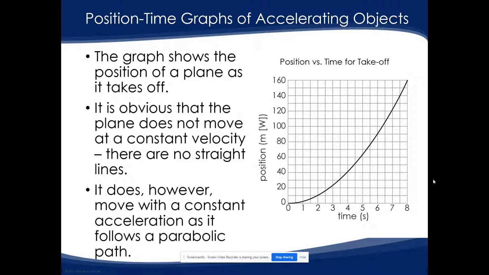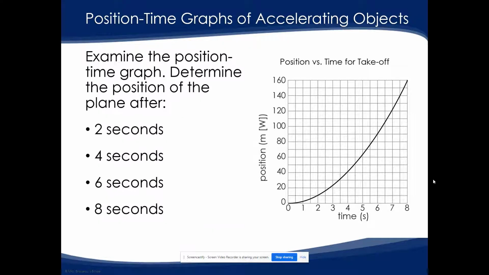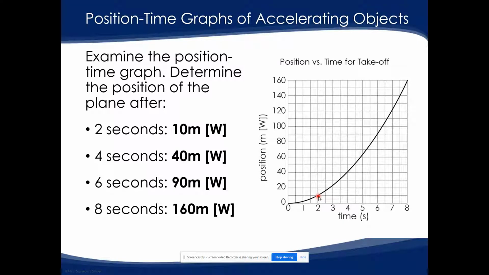So this graph is going to show the position of a plane as it takes off. Obviously, a plane does not move at a constant velocity. There's no straight lines here, but it does move at a constant acceleration. It follows a parabolic path. Now we're going to try to look at our graph and determine the position of the plane after 2 seconds. So at our time of 2 seconds, we are 10 meters west.